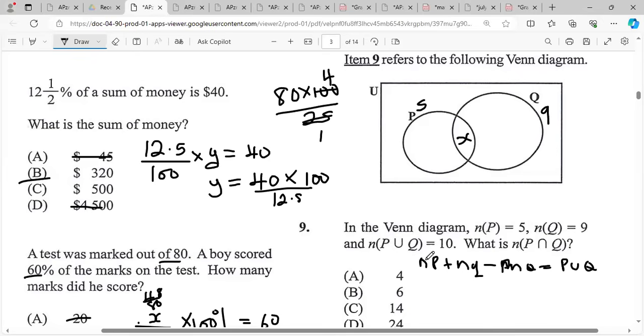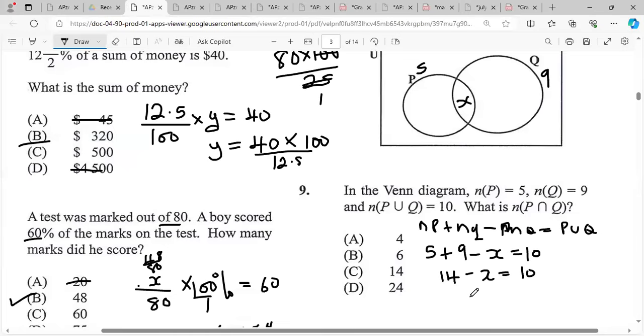All right, so the number in P is 5, so it will be 5 plus the number in Q, which is 9, minus, we don't know what it is, so let's call it X, and that must give you 10. And then we solve for X. 5 plus 9 will be 14 minus X equals 10. So it will be minus X equals 10 minus 14. Once it's a negative X, we have to take the opposite, right? So this gives you a -4, and this gives you a -X. So we just divide both by negative 1, so it's 4.